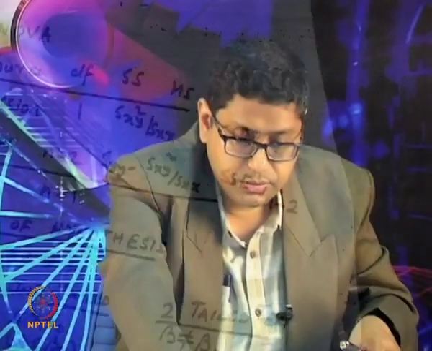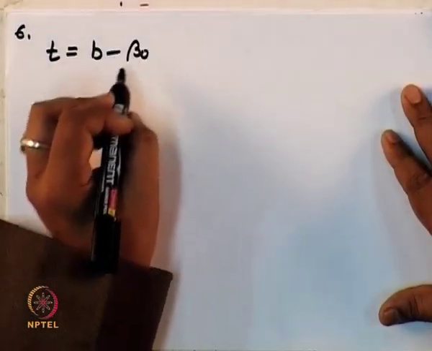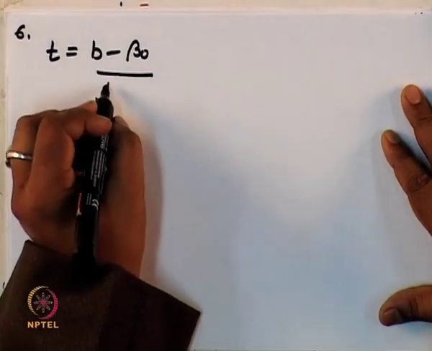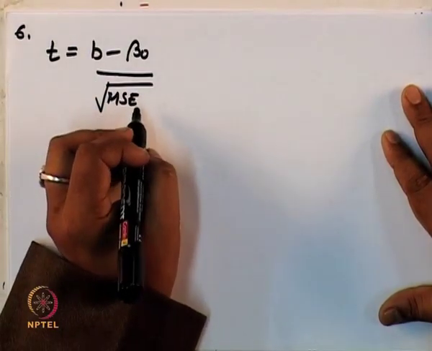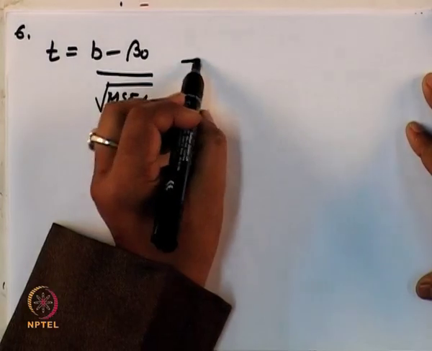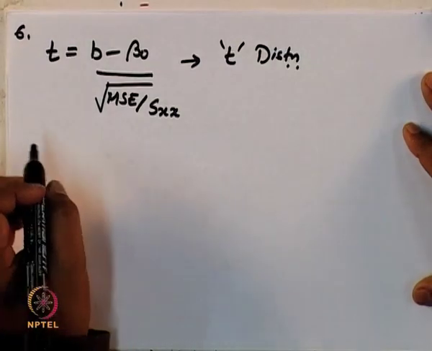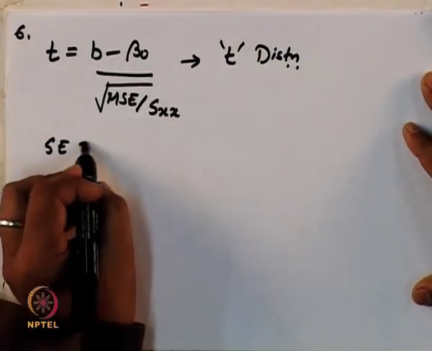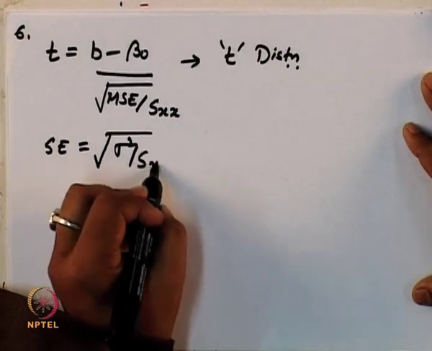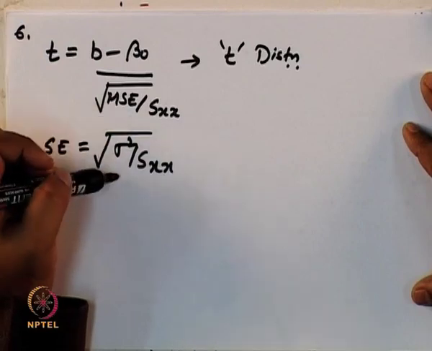Okay. So, for doing this we can use the student's t test, okay, to find out whether the hypothesis is correct or not. We can use the t statistic given by the expression beta minus beta naught by root of MSE, okay, by SXX. Okay. So, this follows the t distribution, okay, because your standard error is root of sigma square by SXX, and as we found, your MSE is the unbiased estimate of sigma square.